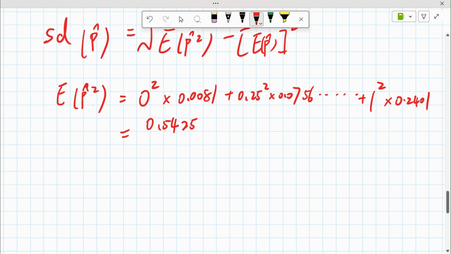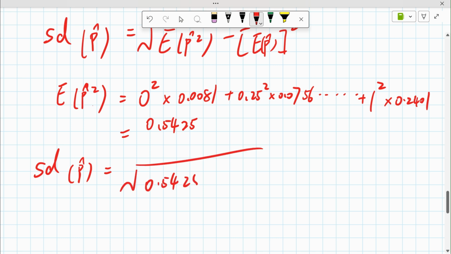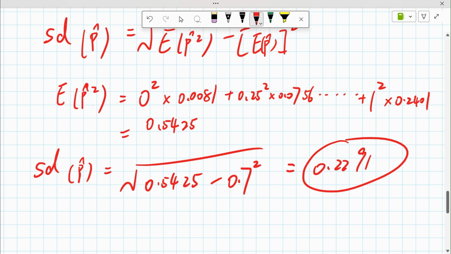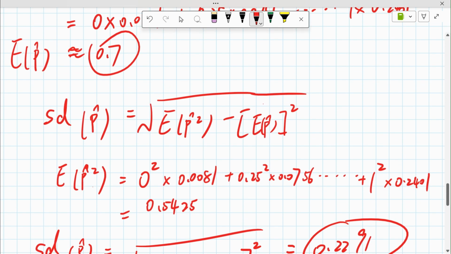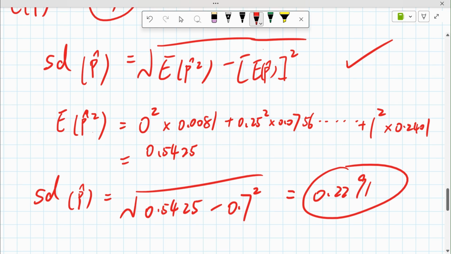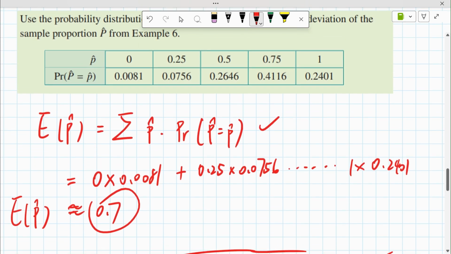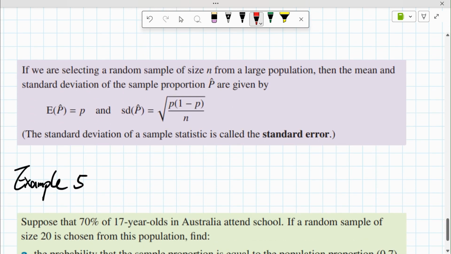And the standard deviation of the sample will be equal to the square root of 0.5425 minus 0.7 squared, which equals 0.2291, approximately. So this is a formula you can use. Here is the formula I want you to remember. It is the simplest way to calculate, to put into the formula reference.